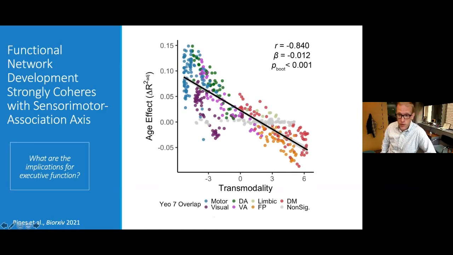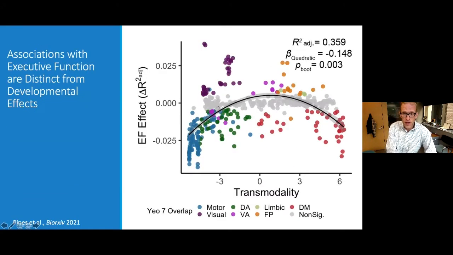So, the next obvious question is, well, what are the implications of this striking pattern development for things we care about, like executive functioning? And so as the next step, we looked at the same measure between network coupling and examined how it's associated with executive function while controlling for age. And somewhat to our surprise, we saw pretty different pattern results.